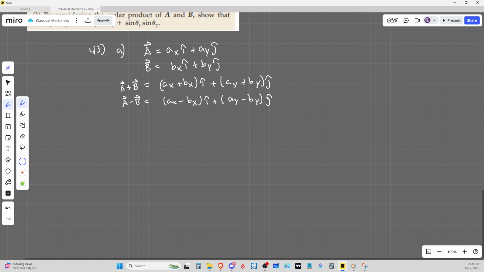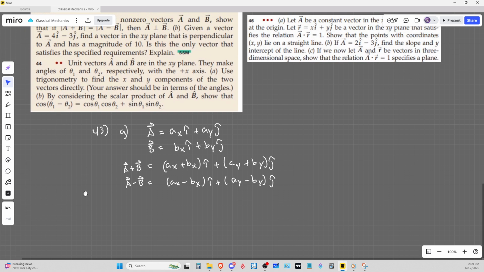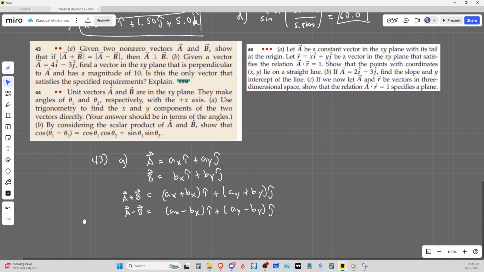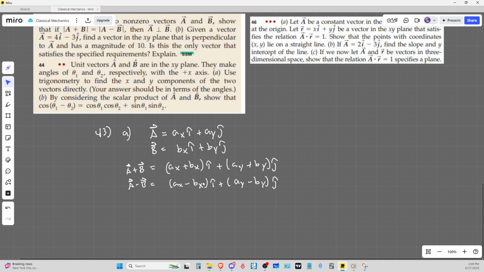Okay, so now we have to prove that if, you know what? It didn't say in the question we have to do it in XY coordinates, right? Because then I'm thinking, how can they be equal to each other? And I'm thinking that this is not going to do it if we take the magnitude of these.